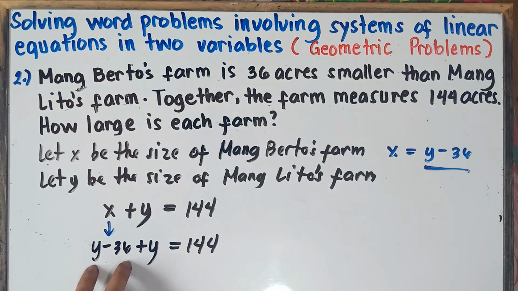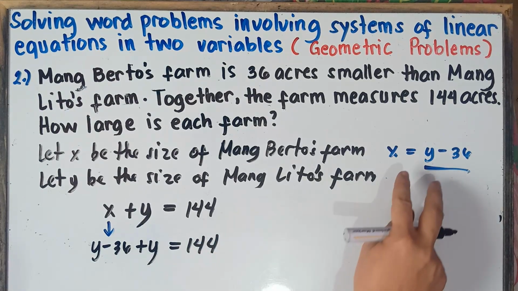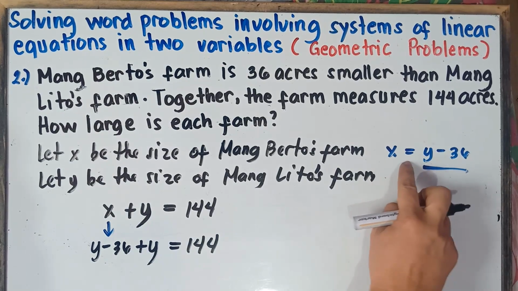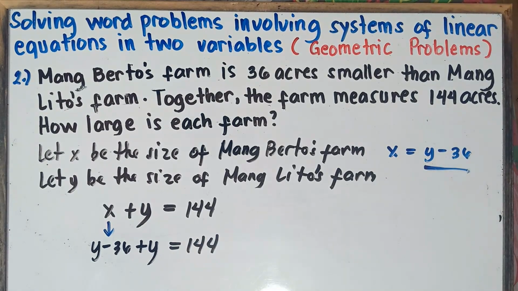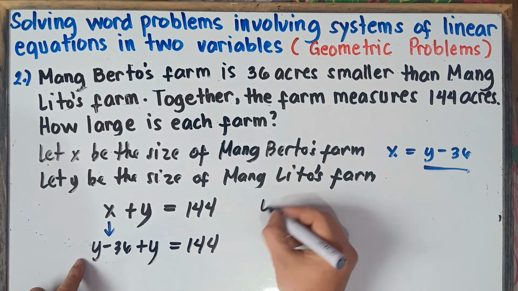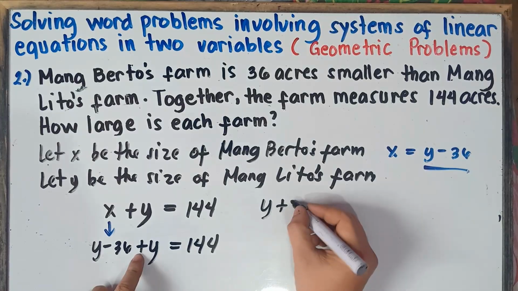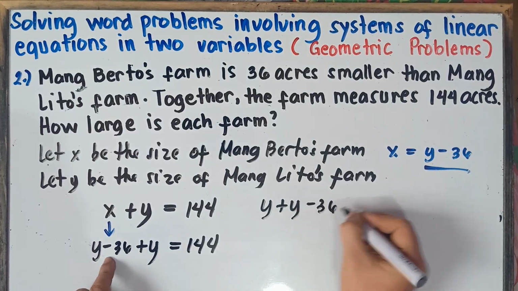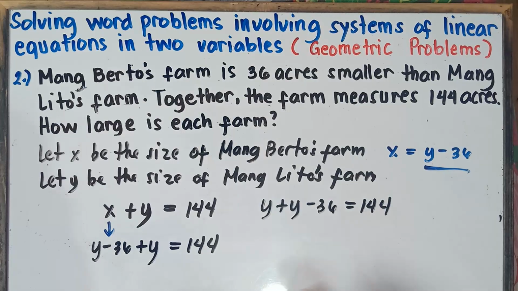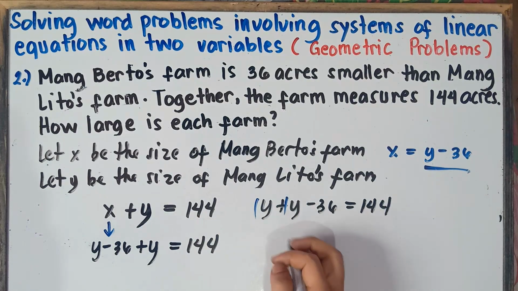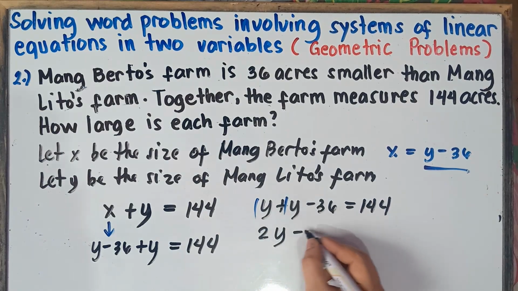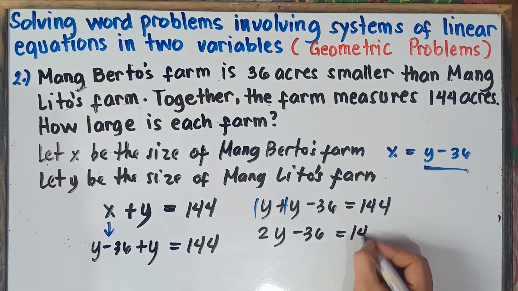Sir, where did you get Y minus 36? That would be the value of Mang Berto's farm: X equals Y minus 36. So simply combine this. We have positive Y and another positive Y, and we have negative 36 equals 144. Combine: 1 plus 1 is 2. Simply copy Y minus 36 equals 144.